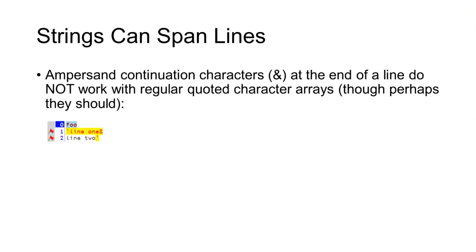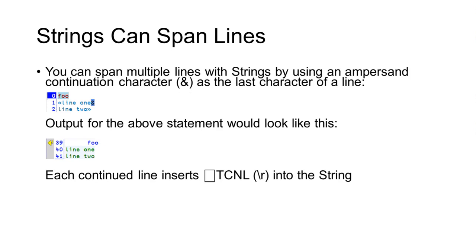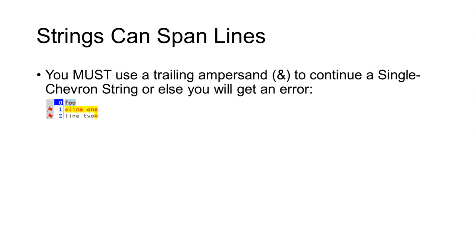So you can't do this with regular single-quoted strings. Maybe we should support it, but it isn't supported at this time. So you cannot do a continuation and insert new lines into a string for regular quoted strings. As we see in this example, quote line 1 with an ampersand on the end is a syntax error. We don't recognize the ampersand as a continuation character like we did up here. Okay, but if you're using strings and you want to continue them, you must use an ampersand at the end of the line.